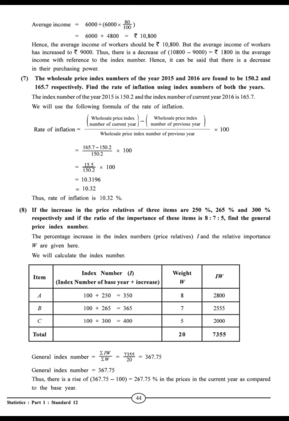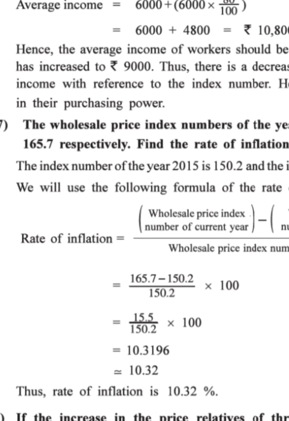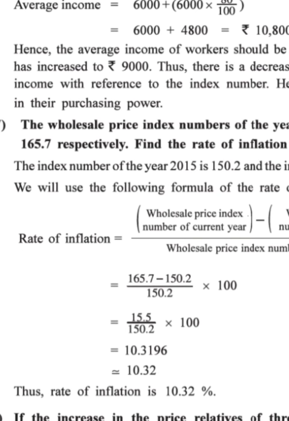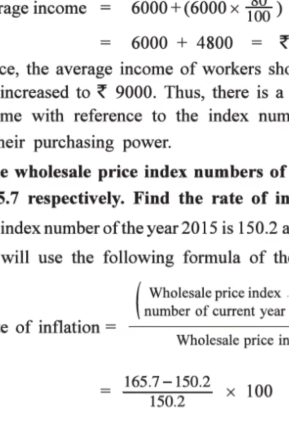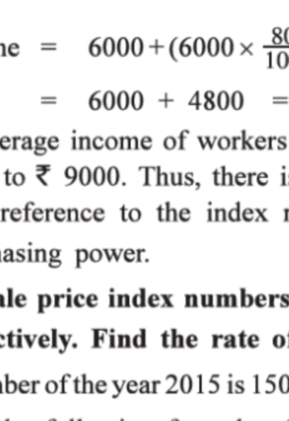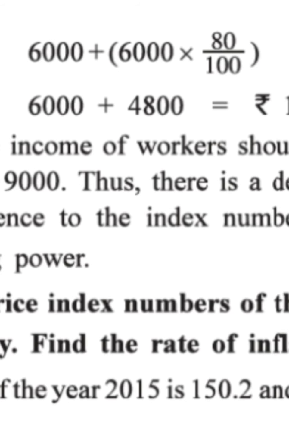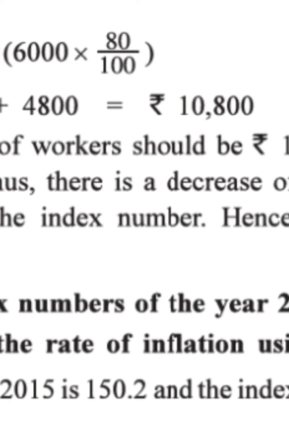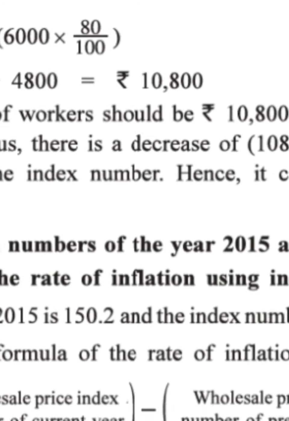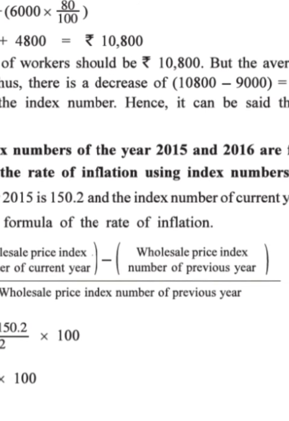So now what can be done over here? Now we are going to see what should be the average income. Over here in the base year, the income of the family was 6,000. Now what is the increase? It is by 80. So plus 6,000, which was the income of the base year, into 80, the increase that is needed, divided by 100. You will solve this bracket, it gives you 4,800. 6,000 plus 4,800 is giving you 10,800.